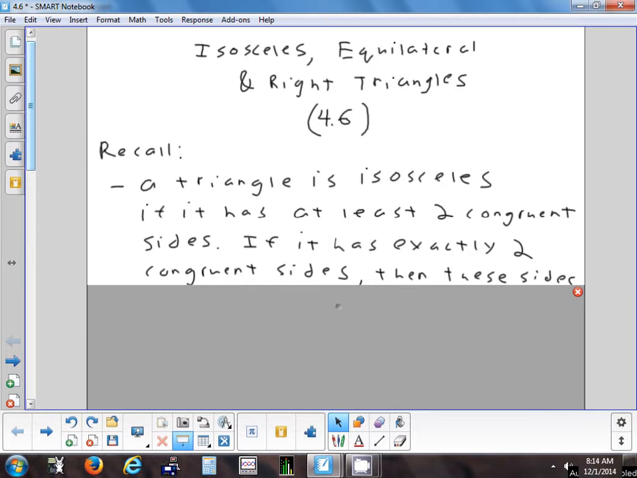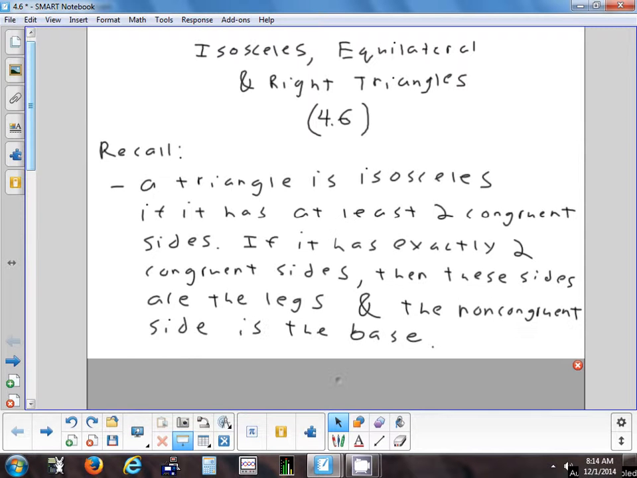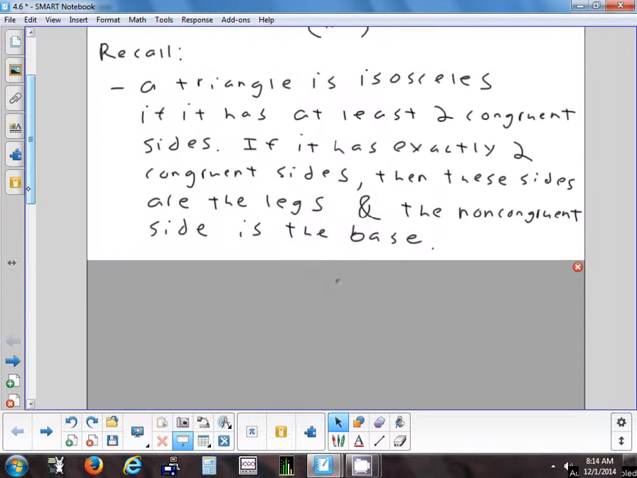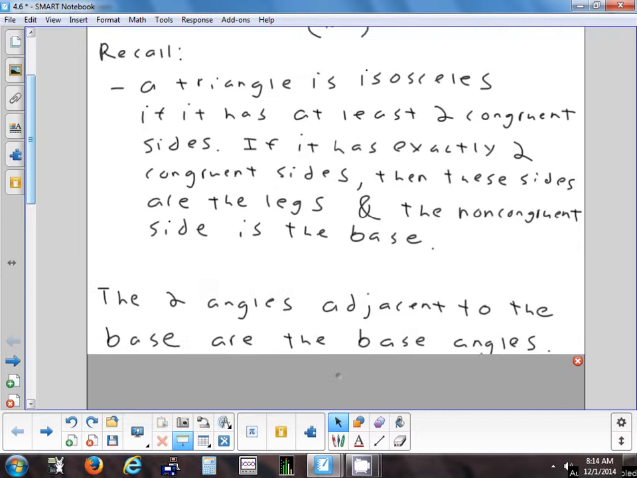The legs and the base. Yep. The two congruent sides are the legs. And the side that's not congruent, that's your base. Okay, it's just a quick refresher about that definition.